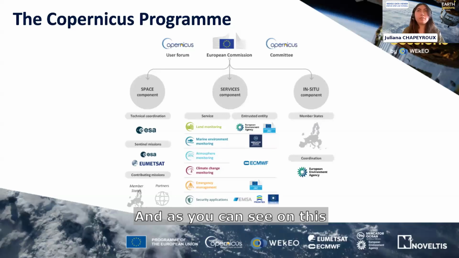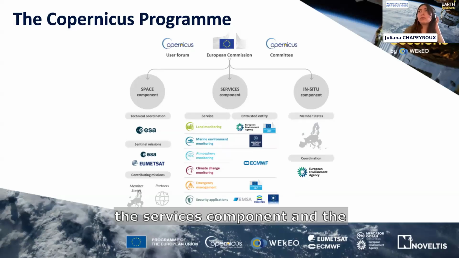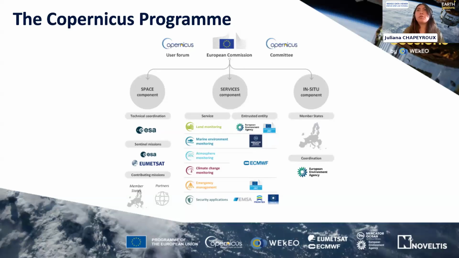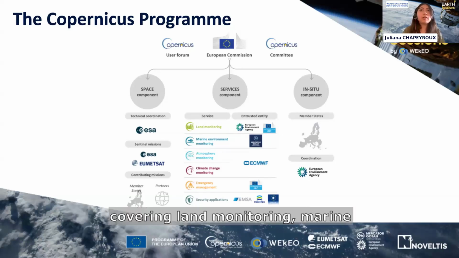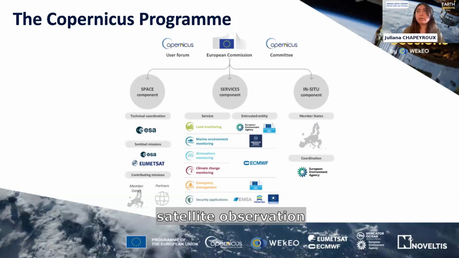And as you can see on this diagram, you have three main components: the space component with the Sentinel satellites, the services component, and the in situ component, which provides complementary observation collected on the ground, at sea, and in the atmosphere. So the program includes 6 thematic services covering land monitoring, marine, atmosphere, climate change, emergency, and security. And these services rely on satellite observation combined with in situ data to support decision-making for public authorities, organizations, and of course, business worldwide.